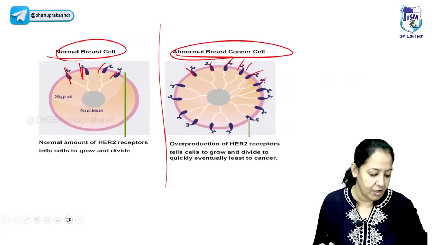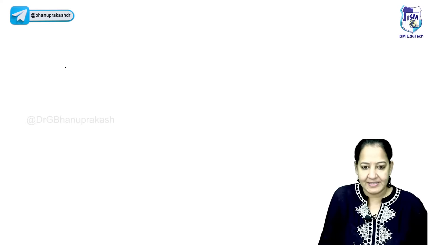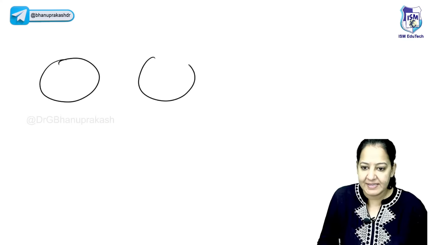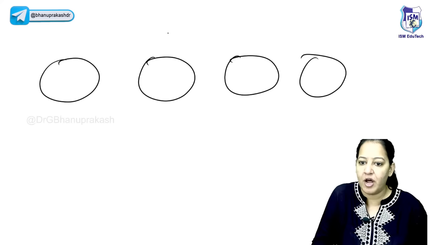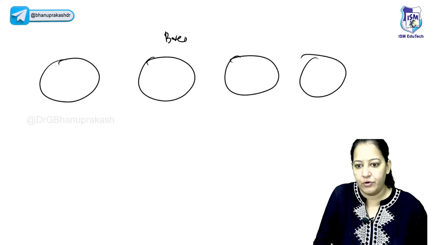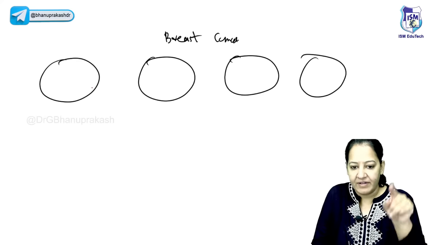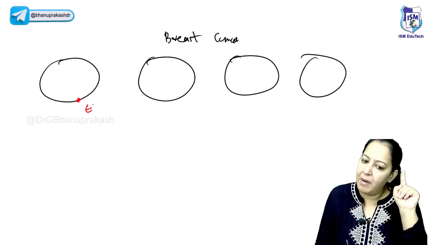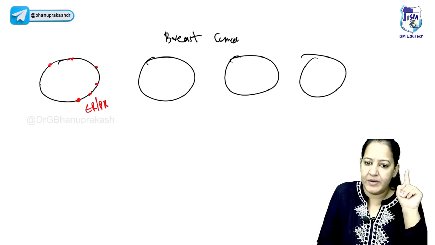How many of you got it? So this is the thing. Imagine there is a breast cancer. Let me draw four types of cancer cells in front of you. All of them are cancer cells, nothing is normal. These are all breast cancer cells. There are four types of breast cancer cells, and some have ERPR receptors on them, multiple ERPR receptors, as you can see.